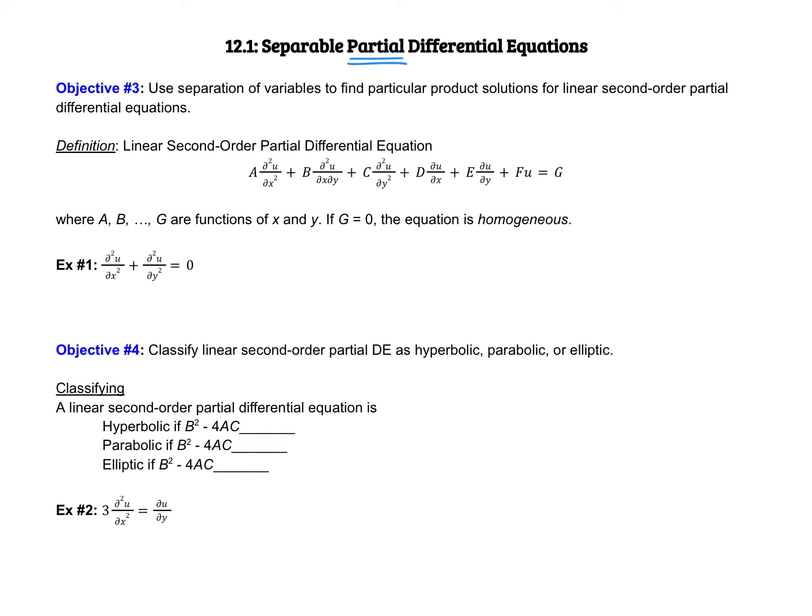Now, if g is equal to 0, so if our equation is set equal to 0, we call the equation homogeneous. Looking at this first example, it is a linear second-order partial differential equation, which can sometimes be written as PDE. Because the equation is set equal to 0, this equation is also homogeneous.